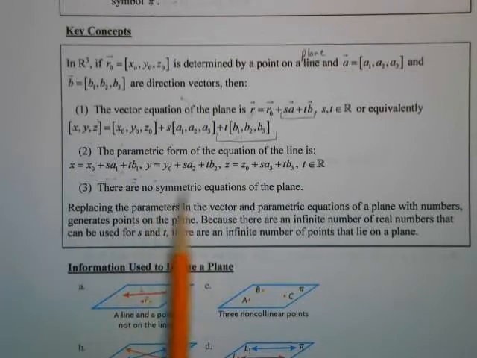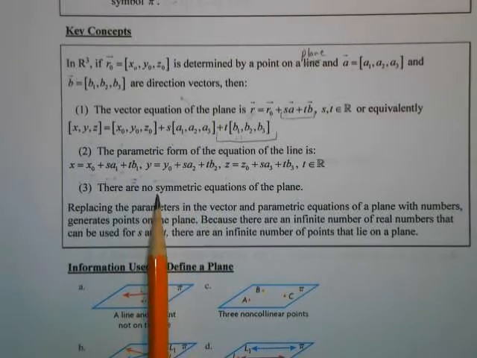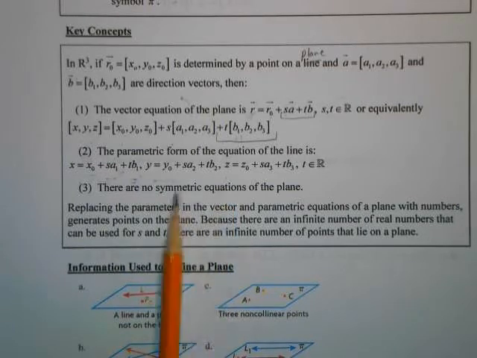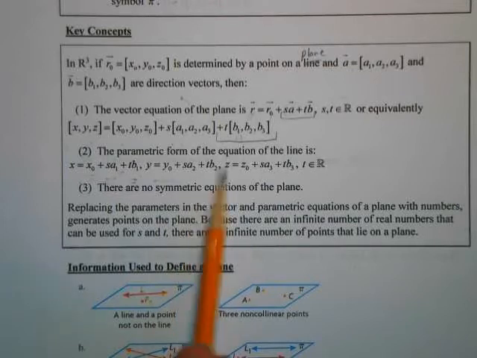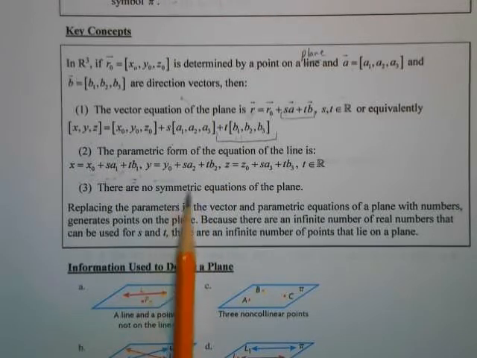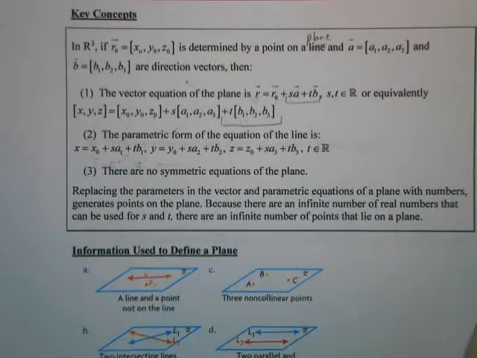Okay. Now this is important. There are no symmetric equations of the plane. That's just because with lines you only had one scalar multiple, so you could isolate for that. With planes you've got, in this case, S and T, so you can't really isolate for S because you've got that second scalar in its way.